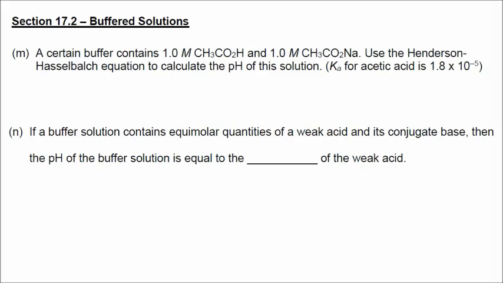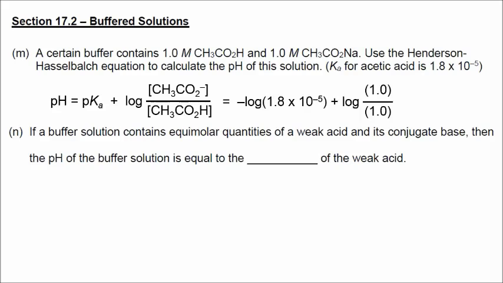So if we have a buffer that contains both acetic acid and sodium acetate, since those two concentrations are the same, the log of 1 is 0. So the pH equals the pKa, and as you recall from earlier in the packet, the negative log of this particular value is 4.74. So when a buffer contains equimolar amounts, or the same number of moles, of both the weak acid and its conjugate base, the pH of the buffer is equal to the pKa of the weak acid.